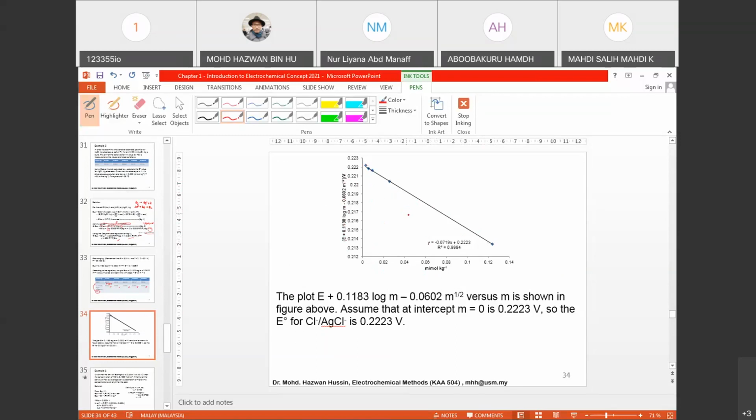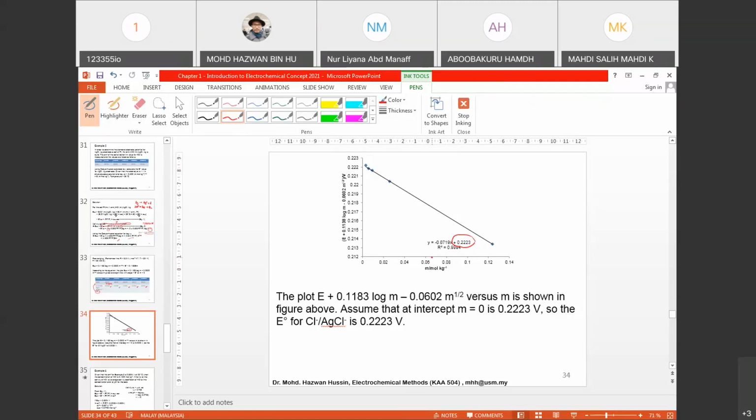Basically, if you use software like Excel or Origin to make the plot, you will have all these values, I mean the linear equation, including the R square. So the most important thing is we need this value, because it actually tells you the value when you assume that the intersection occurs at 0. So when the concentration is equal to 0, then you will get the potential value.